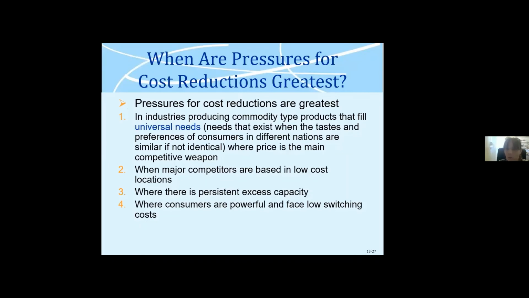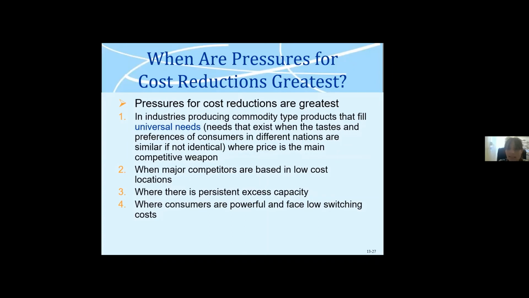When are pressures for cost reduction greatest? This is a very important question. Pressure for cost reduction can be particularly intense in industries that typically produce commodity-type products, where meaningful differentiation on non-price factors is difficult and price is the main competitive weapon.